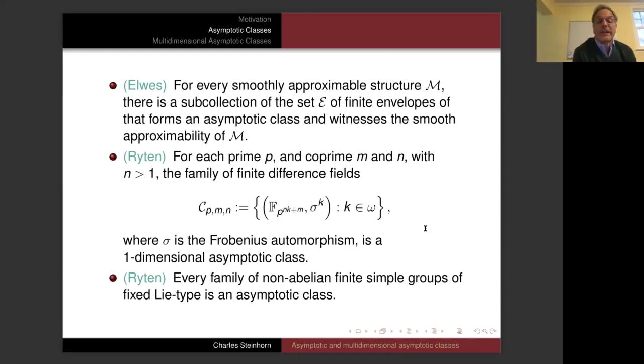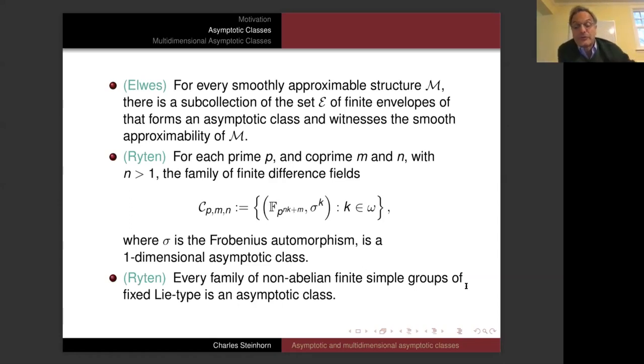And this relates to a lot of other work on ACFA for model theorists who know what that is. But the interesting consequence of this, I think, for people who are not model theorists at all, is that via strong bi-interpretability results that Richard Elwes proved, Mark can show then that every family of non-abelian finite simple groups of a fixed Lie type and rank is an asymptotic class.